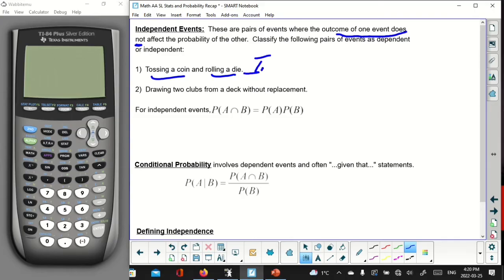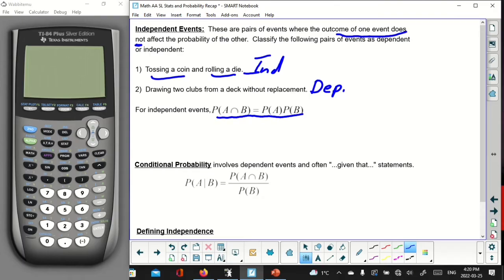So these are independent. Drawing 2 clubs from a deck without replacement. When you draw that first club, it changes the number of cards in the deck and the number of clubs that are left. It changes your probability of getting a second club. These would be dependent.